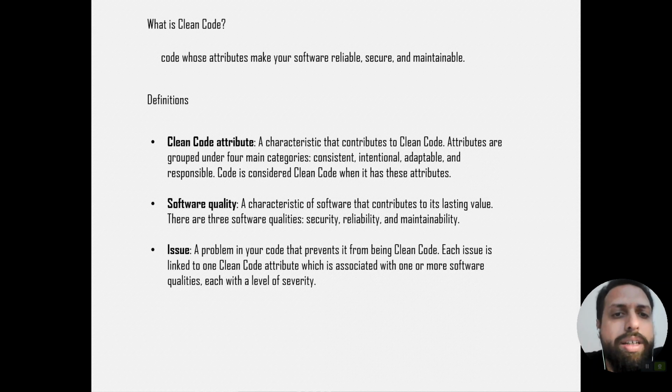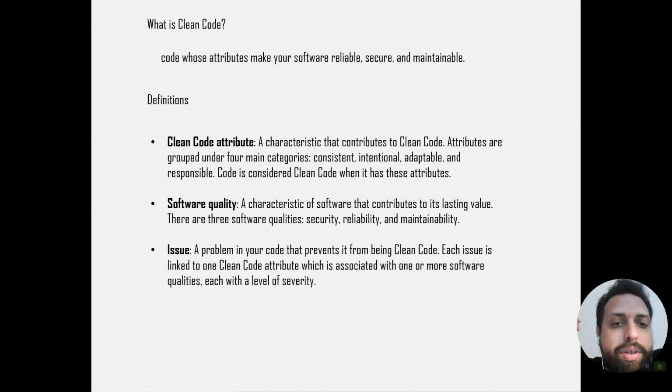So what's a clean code attribute? Clean code attributes contribute to clean code. These are grouped into four main categories: consistent, intentional, adaptable, and responsible. If the code has these four attributes, we call it clean. We'll further find out the details, code examples, and essentials about the code.